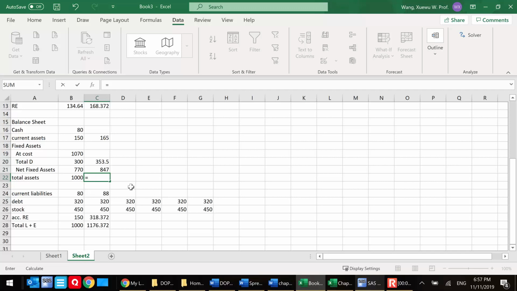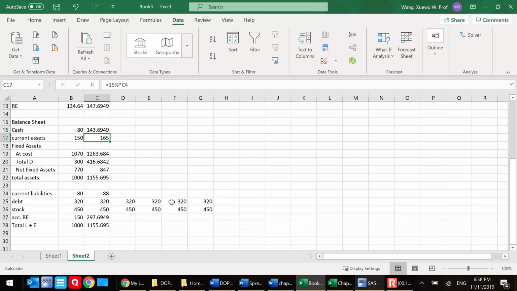By the way, there's one thing that's actually not completed. So let me just finish this part. The fixed assets at cost is equal to total depreciation plus net fixed assets. All right. And I also need to solve cash as the plug. So I'm manually balancing the balance sheet. All right. And now cash is the plug. So this is equal to total assets minus current assets minus net fixed assets.